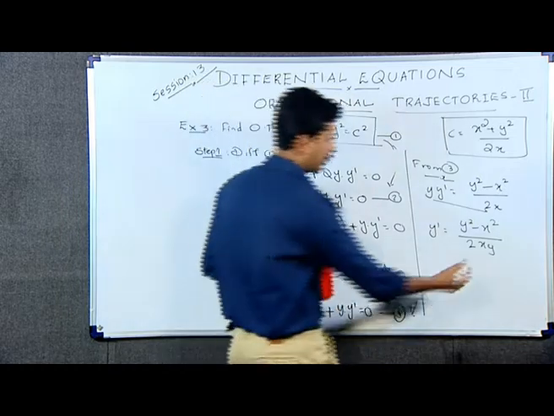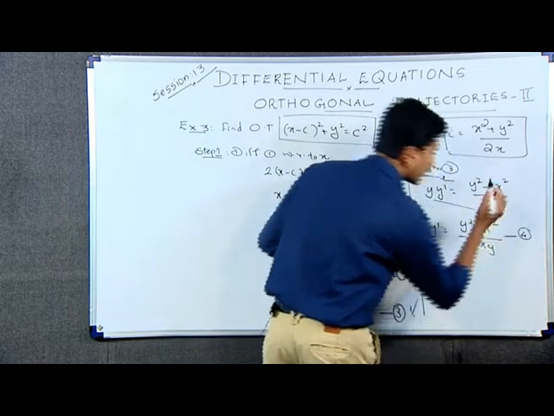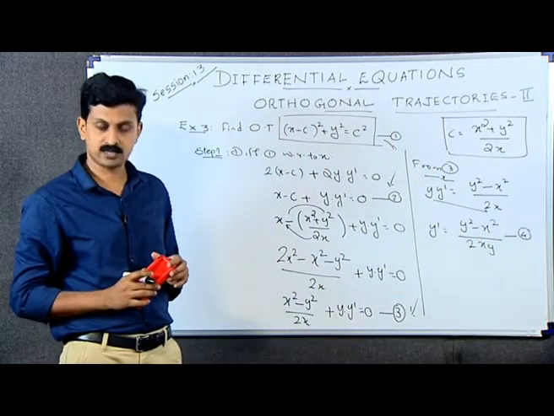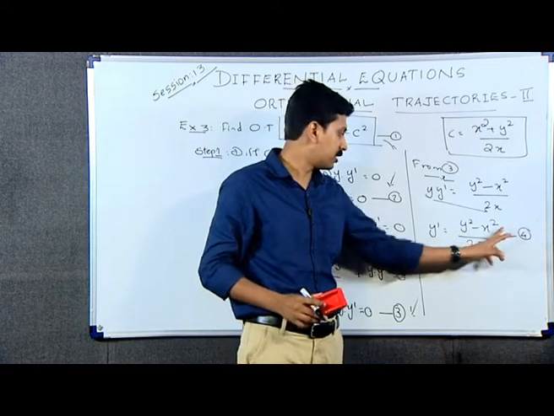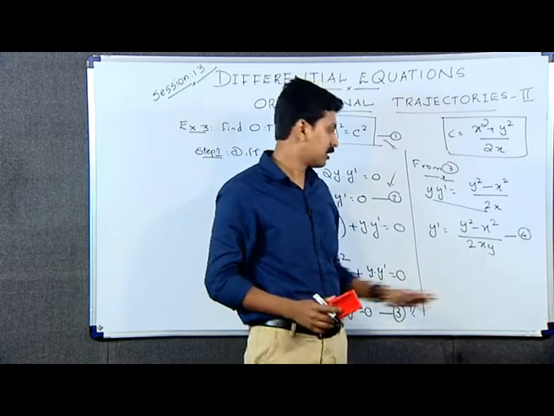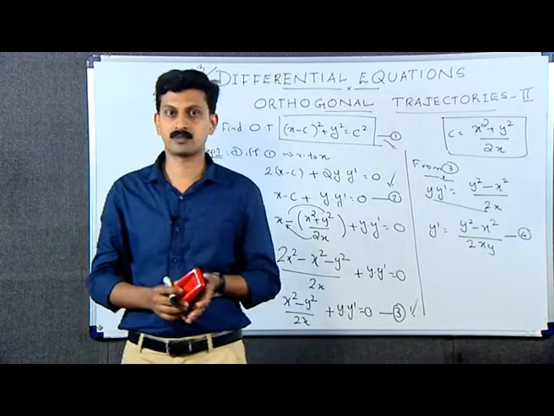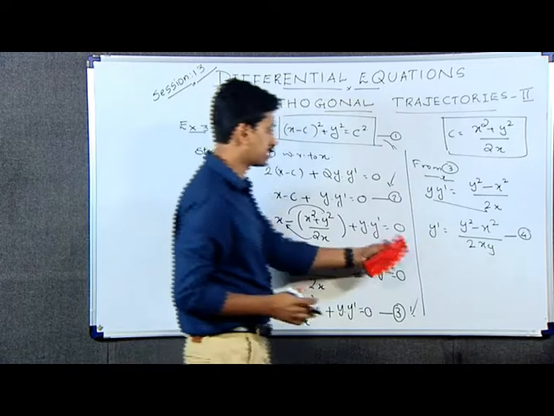And I would like to take this, instead of 3, as 4, as a differential equation. So y dash is equal to y square minus x square divided by 2xy. Now, our step 2 is over. Now, we will move to the next step.